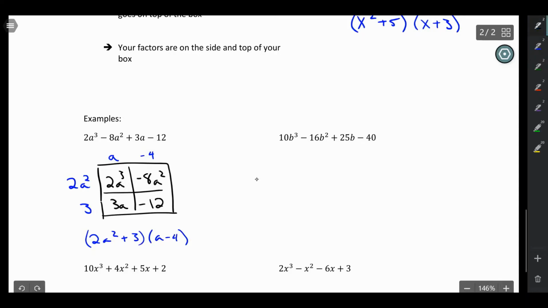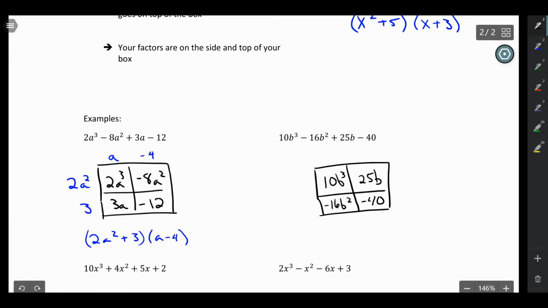Next one. Because I have 4 terms, I need 4 spaces. I'll do 10b cubed here. I'll throw the negative 16b squared down here. 25b and negative 40. I'm going to pull that greatest common factor out of the top row. Looking between 10b cubed and 25b, I can definitely pull a 5 and a b. Looking at negative 16b squared and negative 40, I can pull an 8. And because they're both negative, I'm going to make it negative 8.